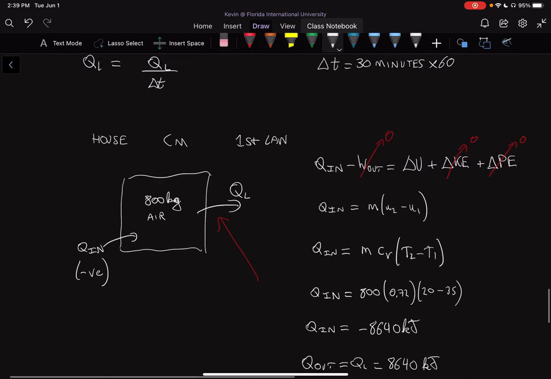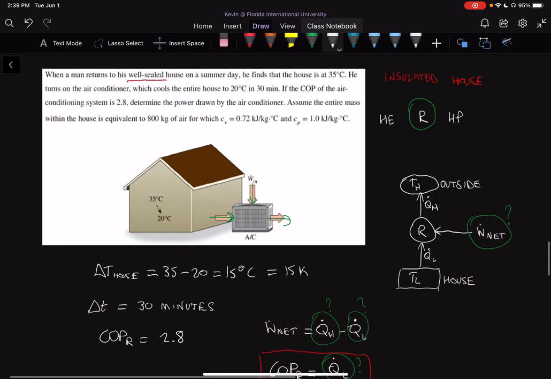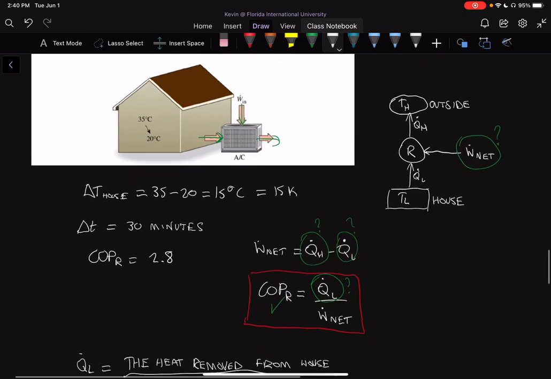Recapping this problem, because it is a new type of problem: we first identified that we have a refrigerator system and that we're going to focus on finding work dot net. We have two different equations to find work dot net. We identified that the COP equation is better because COP is given to us. Then we have to find Q dot L.